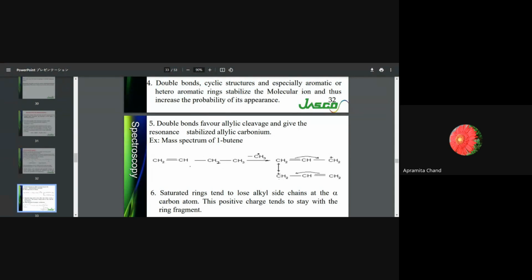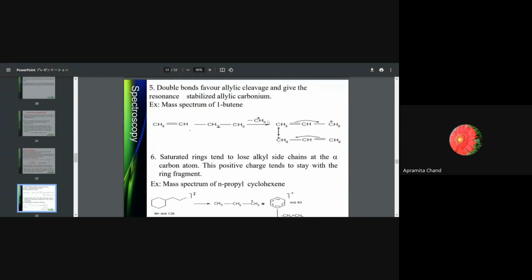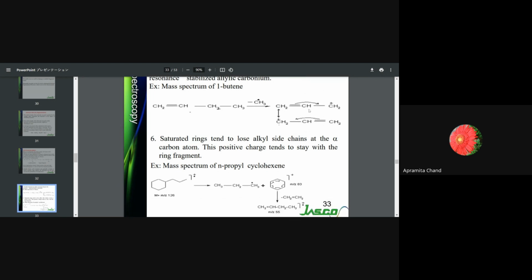Okay, so if we look at the mass spectrum of 1-butene, this is 1-butene. If I do a cleavage here and take away this CH3, then we will get CH2=CH-CH2+. Now this can also undergo rearrangement; this CH2+ can also transfer to the other side. So this will be a resonance stabilized structure.